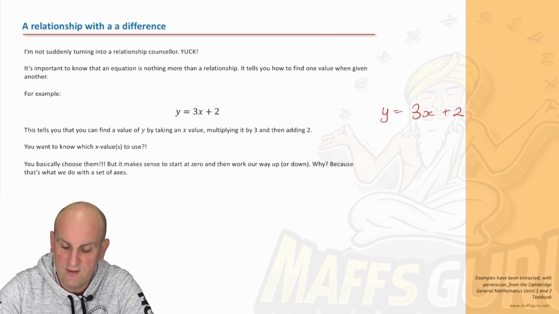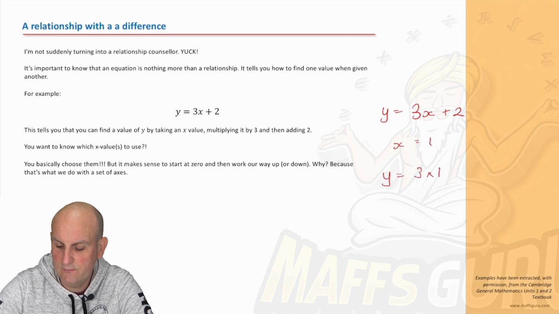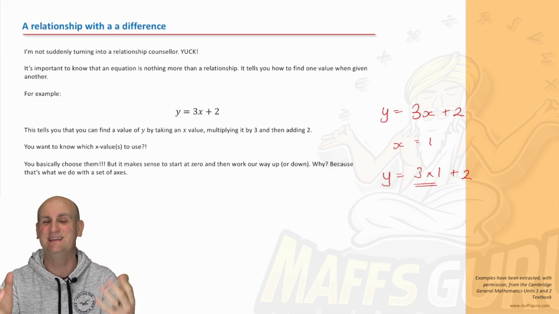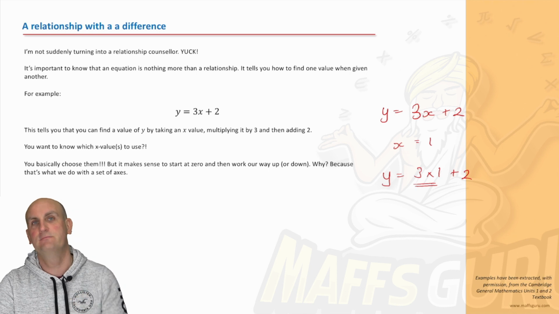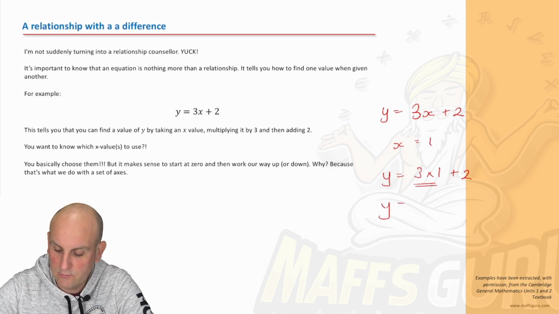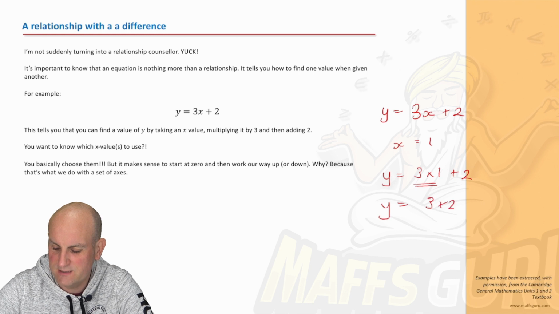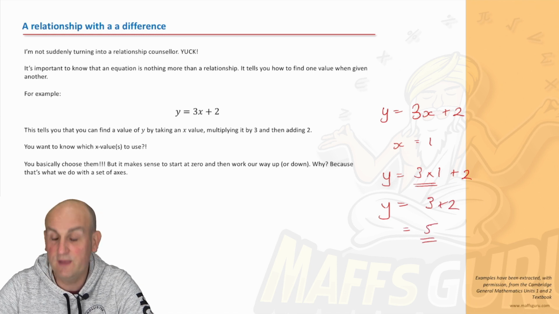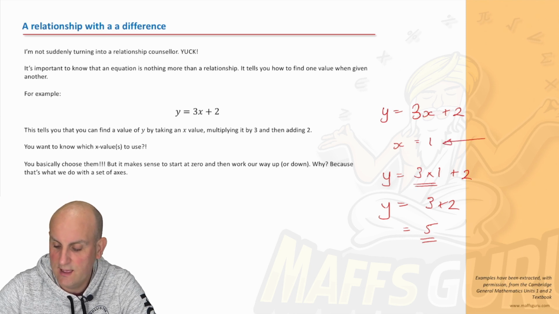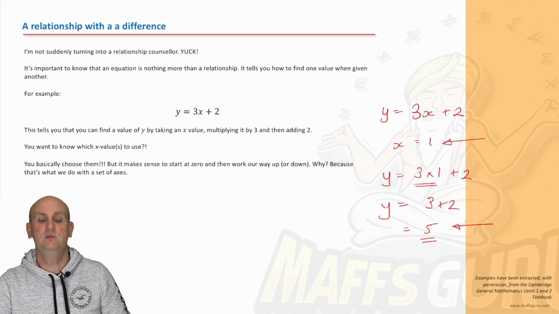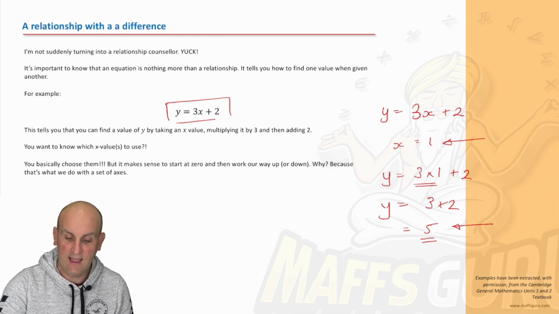So if I'm going to give you, for example, let's say the x value is 1. That becomes y is equal to 3 times 1 plus 2. And again, it's really important to note that between the 3 and the 1 there is a times. So y becomes equal to 3 plus 2, or it becomes equal to 5. And what have we done here? I was given an x value, and I found a y value by using this as the relationship.